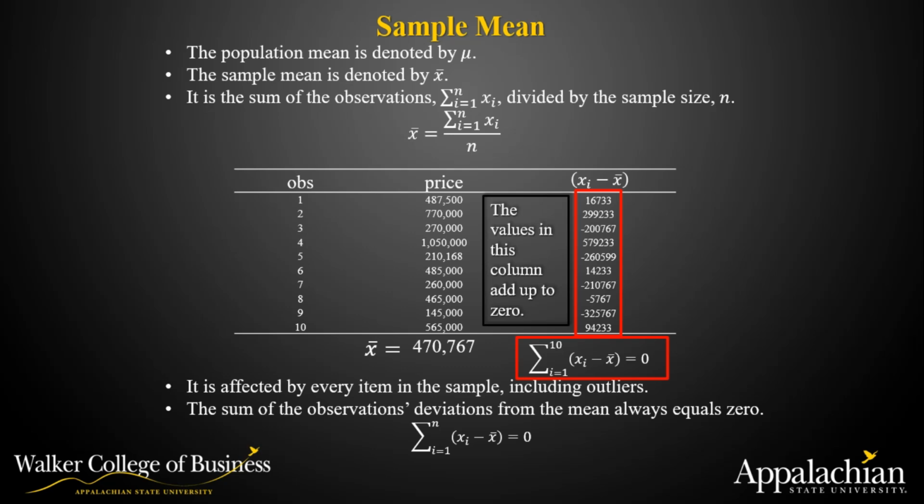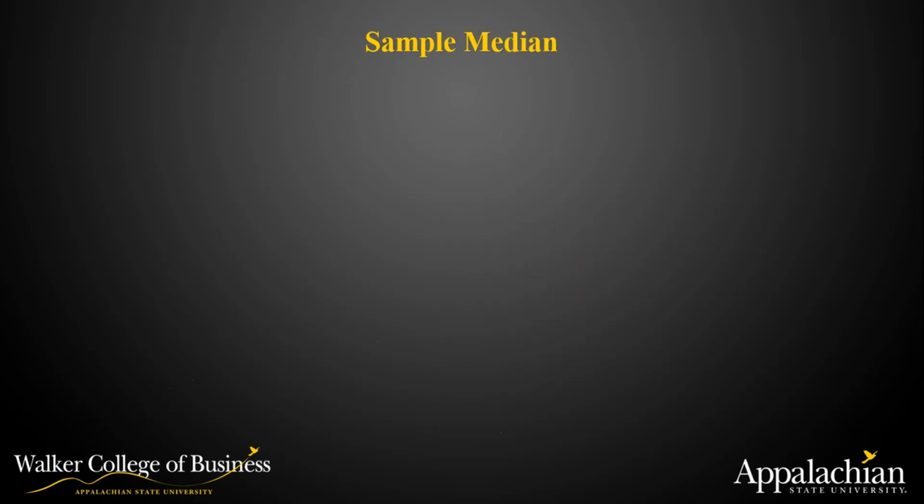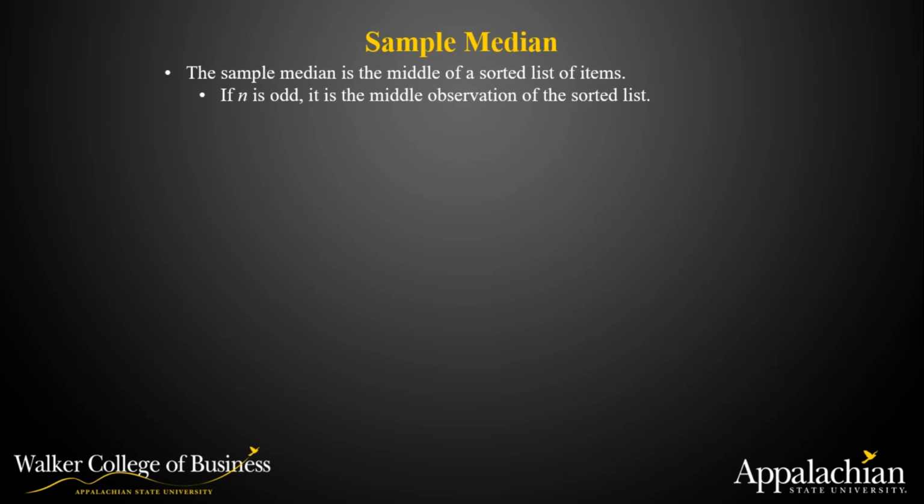The reason I mention this is because this is going to become problematic when we attempt to measure dispersion, and we're going to have to overcome this property of the mean. Next, we'll turn our attention to the sample median. The sample median is the middle of a sorted list of items. If your sample size n is odd, it is the middle observation of the sorted list. And if n, your sample size, is even, it is the average of the two middle observations.